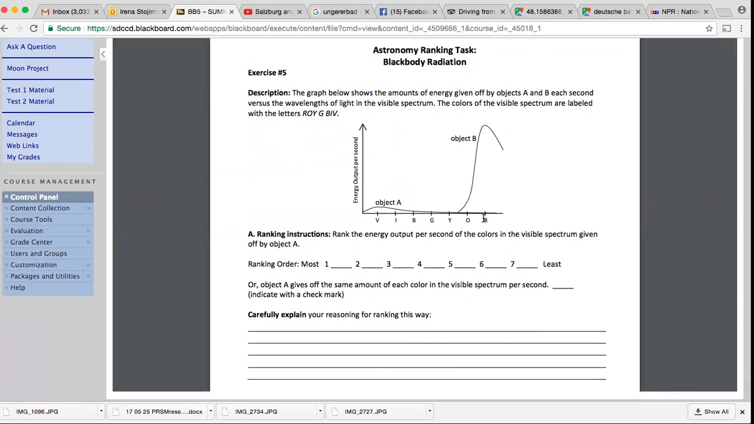And which one is hotter? Object A would be hotter. Why? Because it peaks at a shorter wavelength, which gives off more energy, which makes it hotter. Exactly, very good. But what immediately do you see about them? Which one gives off more energy overall? Which one has greater luminosity? Object B. So what does that tell you? That object B must be larger.